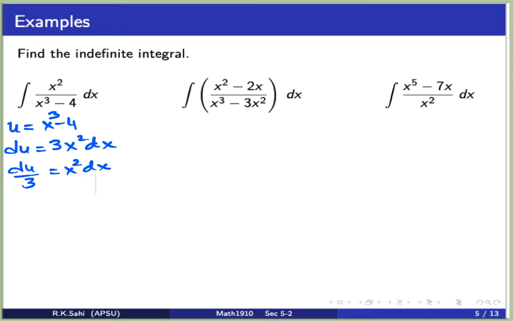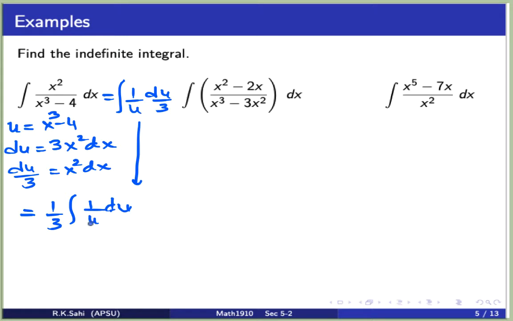Now, let's go and make the substitution here in the original problem. So this one will now be equal to x squared dx is du over 3, and we have 1 over u. So to solve this one, what do we do here? We can take 1 over 3 out, 1 over u du, and we know that anything with the variable with the power 1 is now going to be natural log. So it's going to be 1/3 natural log of u plus c.